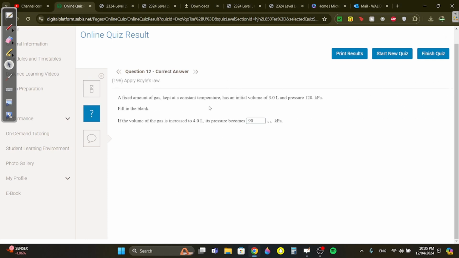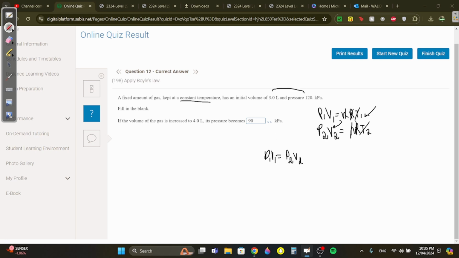A fixed amount of gas kept at a constant temperature has an initial volume of 3 and a pressure of 120. If the volume is increased to 4, the pressure becomes how much? Okay, again, PV equals nRT. P1 V1 equals nRT1, P2 V2 equals nRT2. R with R and n with n always. Since we're saying constant temperature, T with T. What do you get? P1 V1 equals P2 V2.